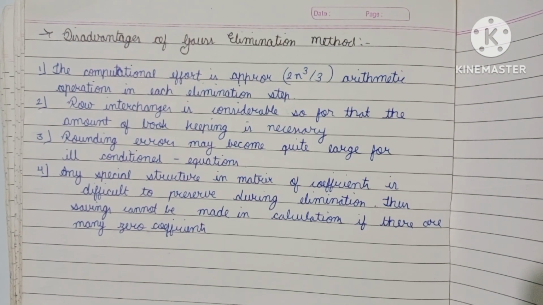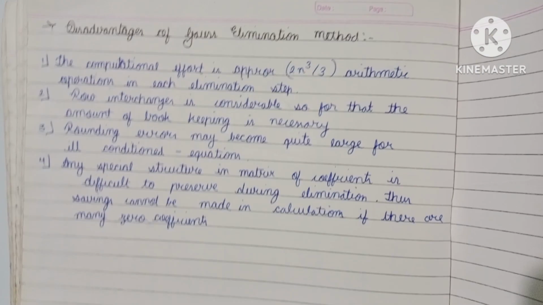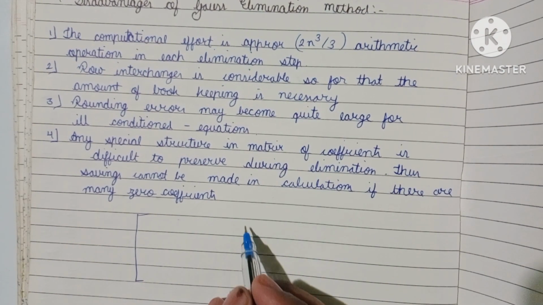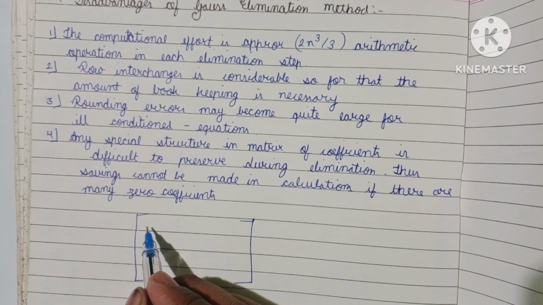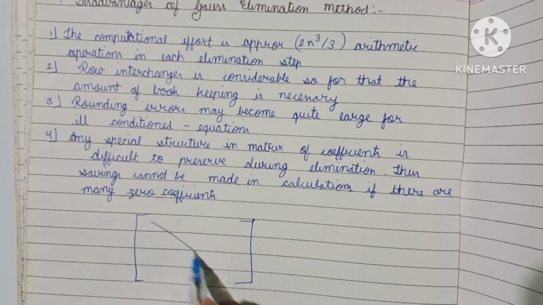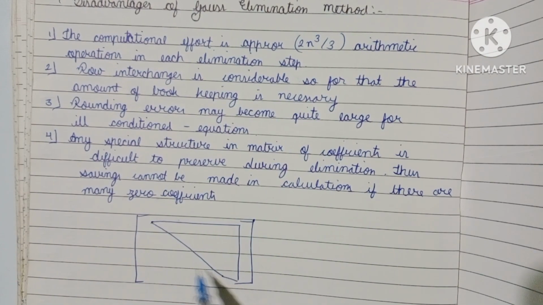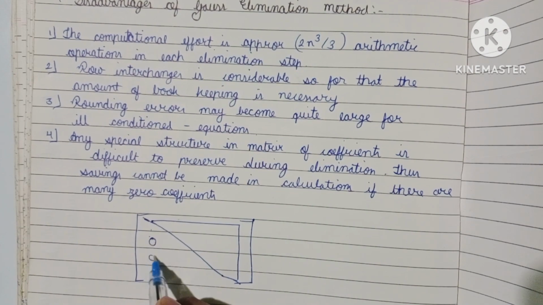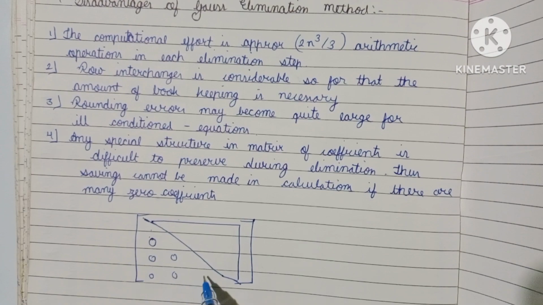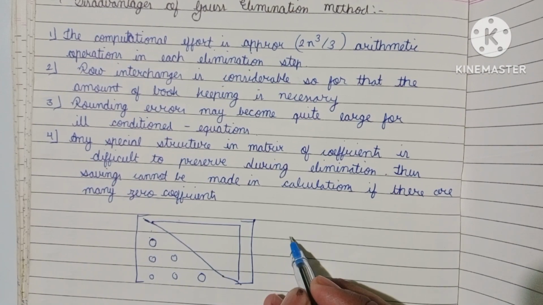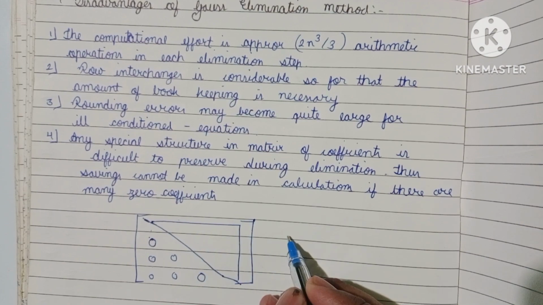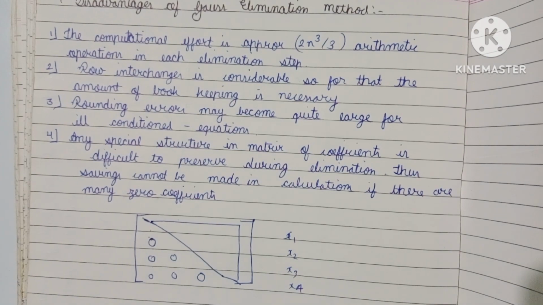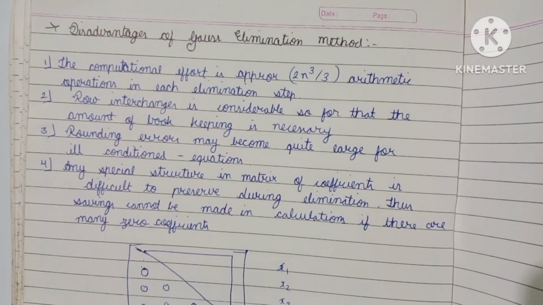So firstly we have to know about what is Gauss elimination method. In Gauss elimination method we have given set of equation that we are written in a matrix form. Then we convert this matrix into upper triangular form where all the elements below this diagonal are 0, and then by back substitution method we just find the values of all the variables like x1, x2, x3 and x4. So now we will know about the disadvantages of Gauss elimination method.